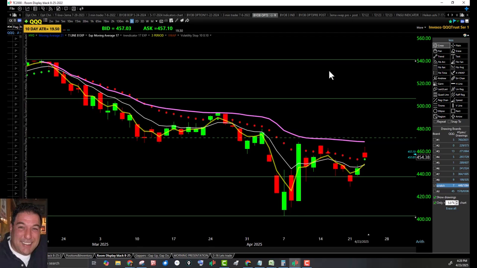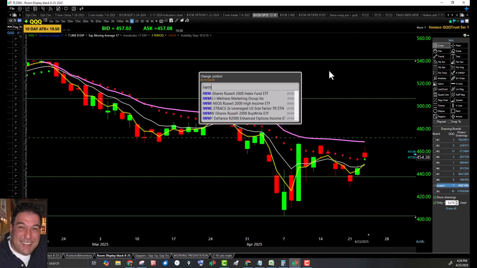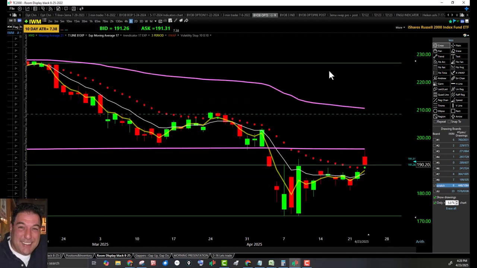Yep, that's green. They closed over it. And IWM. Yep, that's green. They closed over it. He's talking about the 17 EMA right here. See, it's green. It just turned green today, because they closed above it. Finally, above it. Notice this one closed above it, and this one closed above it. So you got two green ones here. All right, and then red takes over.